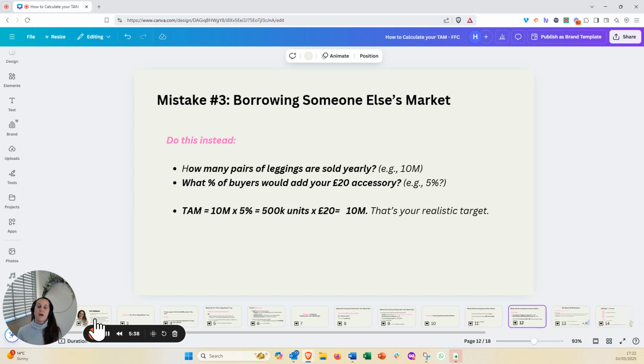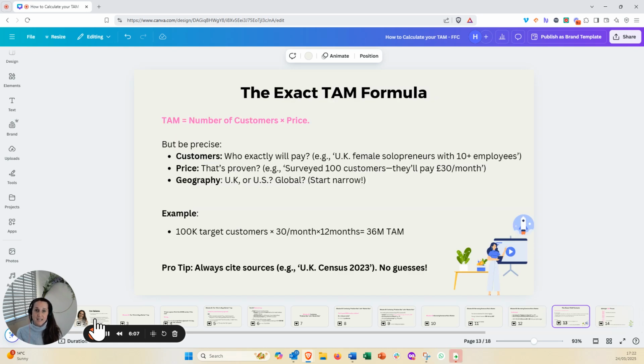You look at how many pairs of leggings are sold each year, let's say 10 million, and what percentage of those Lululemon legging buyers would actually buy your accessory. So let's say 5%. So then we work out 10 million times 5%. That equals 500,000 units. And then we say your accessory is £20. So that gives you a £10 million TAM. So that's your realistic target.